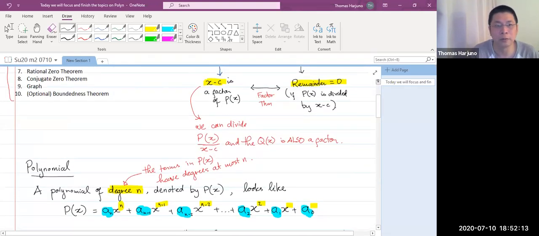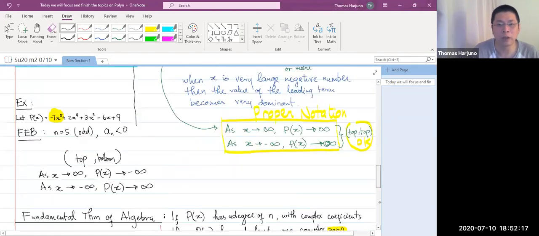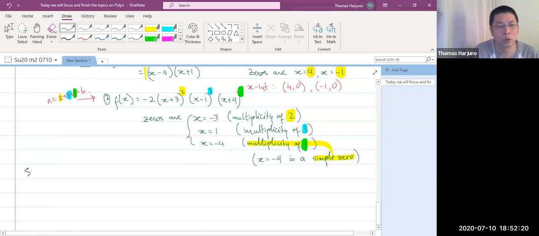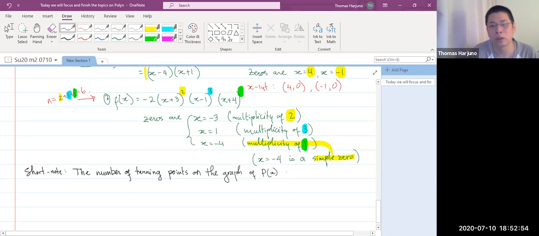Now, going further, after the fundamental theorem of algebra, a short note or short conclusion: the number of turning points on the graph of P(x) with degree n is at most n minus 1.